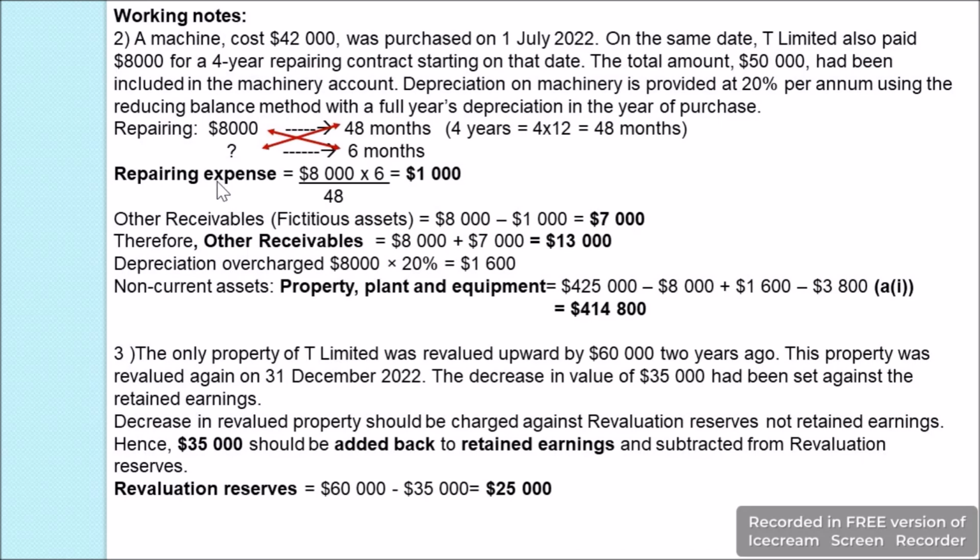However, the revenue expense of this year, that is, they have purchased the machinery on 1st of July. So whatever repair expenses occur from 1st of July till 31st of December, that is 6 months, will be charged against the retained earnings, because this is an expense.